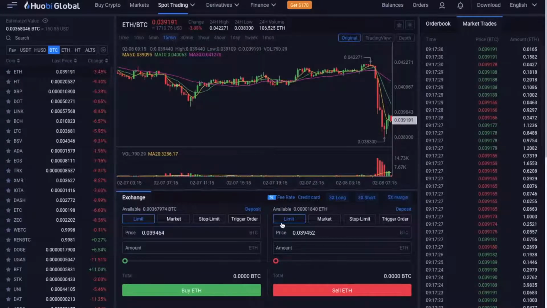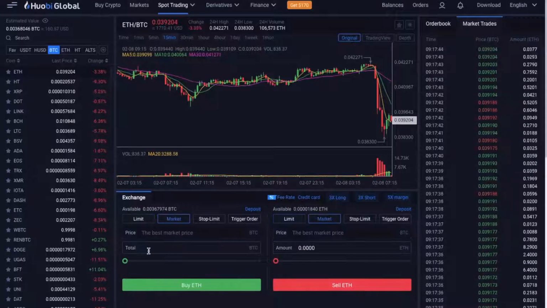Then from here there are 4 different order types, which are limit, market, stop limit, and trigger orders. Now a market order is probably the simplest type of order, where you just enter in the amount that you'd like to buy or sell, and then it will complete immediately for you at the best available market price, and your balance will then show with your new exchange token.